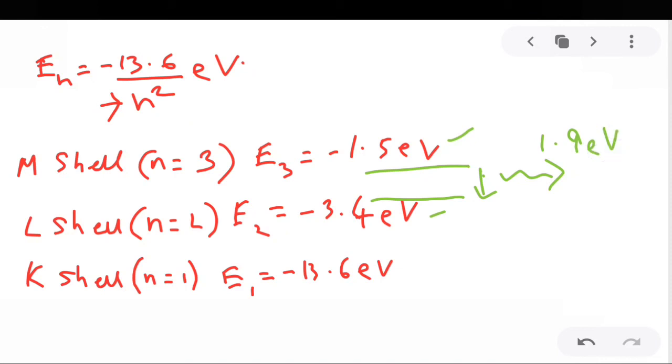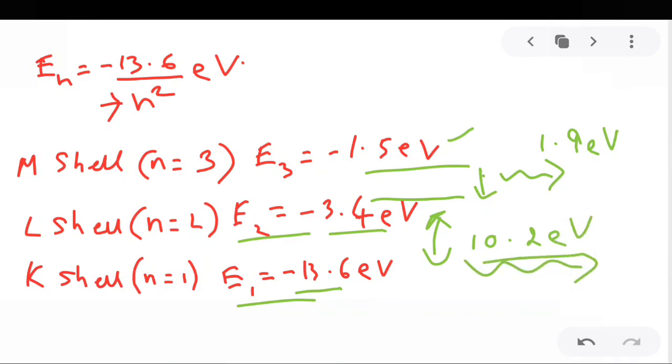Similarly, if an electron makes a transition from energy level E2 to E1 in the hydrogen atom, then the energy for E2 is minus 3.4 electron volt and for the ground state E1 it is minus 13.6 electron volt. So the difference is 10.2 electron volt. So the energy of the photon released here will be 10.2 electron volt. This is how you can calculate the energy of the photon.